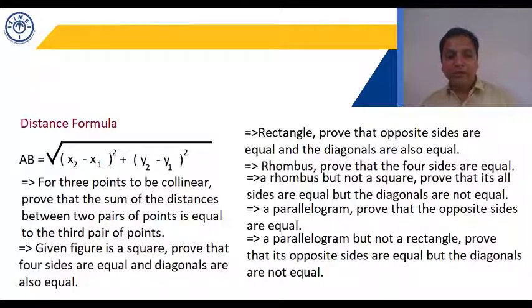One important point: in all the four figures named above, rectangle, rhombus, parallelogram, square, diagonals bisect each other. They meet at 90 degrees in a square and rhombus. They do not meet at 90 degrees in a rectangle and parallelogram. Is this clear? Moving ahead.